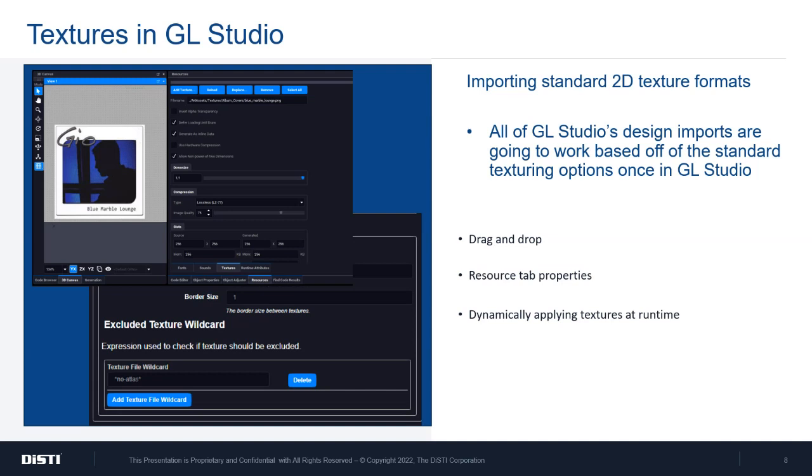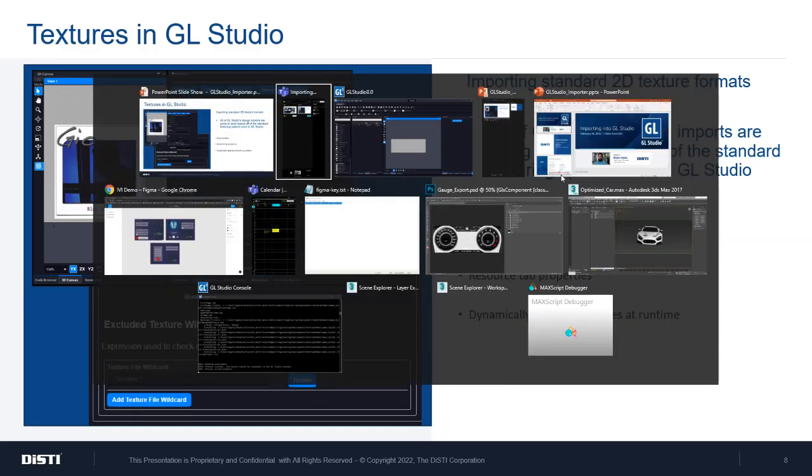Now, to bring textures into GL Studio, you can drag and drop them in. Those are going to go into the Resources tab. And from the Resources tab, you can actually do things like dynamically apply textures at runtime or modify different settings for those textures. So let's cover adding some textures into GL Studio just in their base form.